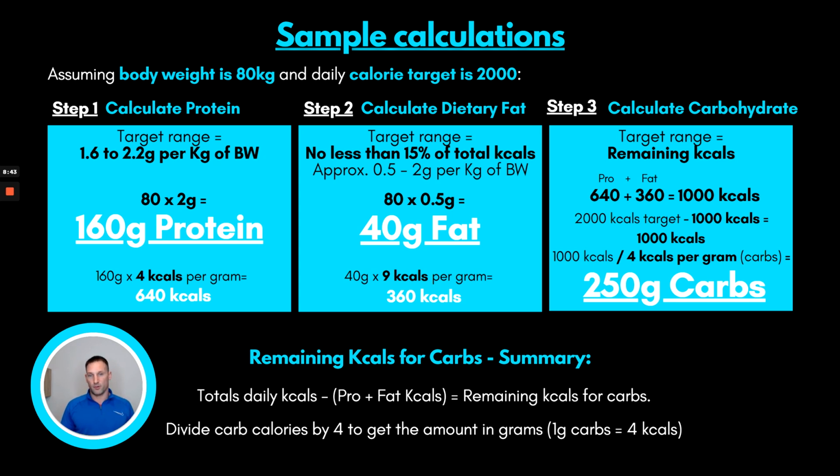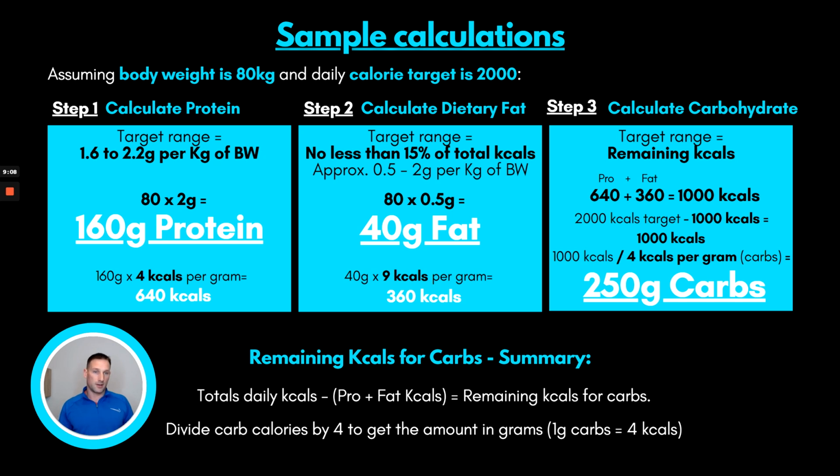Now let's say, for example, we're aiming at the lower end of that. 80 times 0.5 gives us 40 grams of fat per day as your target. And then underneath you can see the calories that equates to: 40 grams times 9 calories per gram, because fat is higher in energy density, so it contains more energy per gram. That gives you 360 calories for fat.